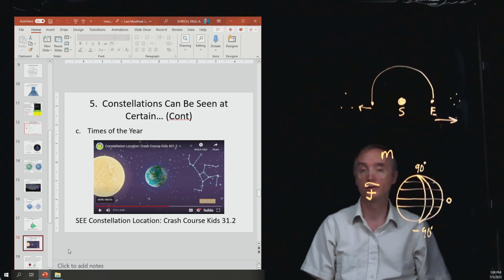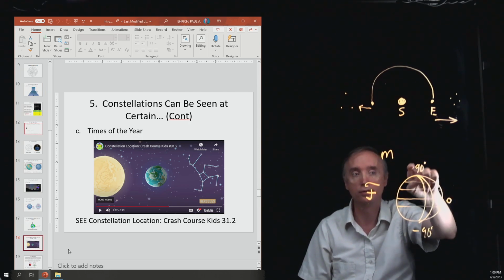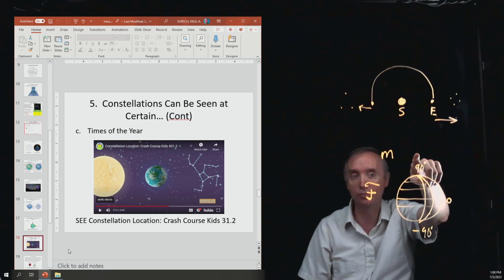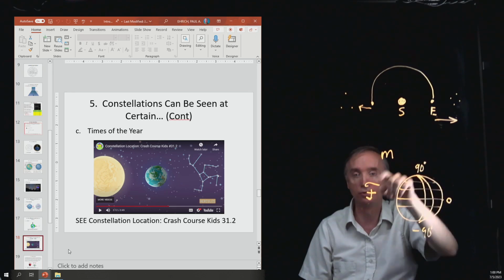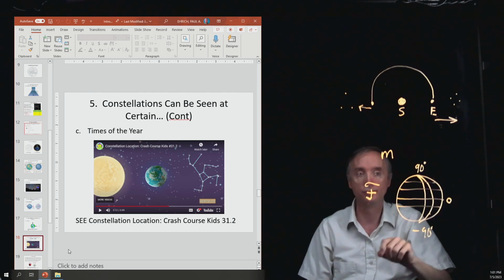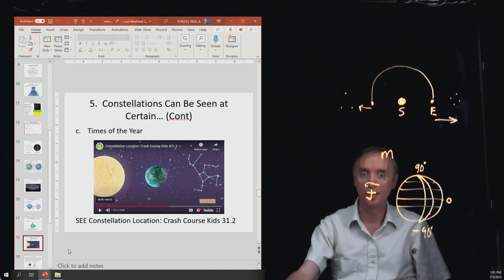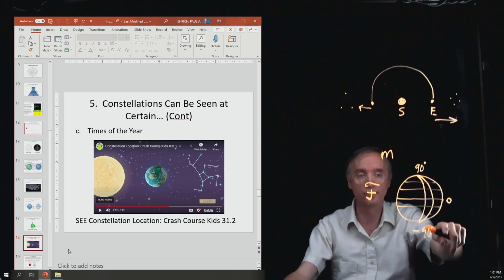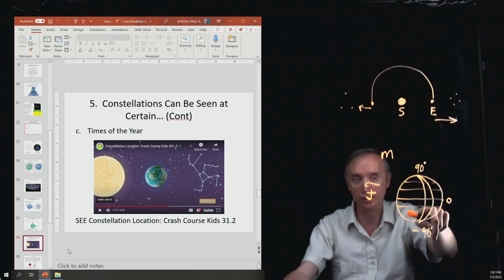Now there are, however, other constellations which you can see all the time. And so those would be the ones that are located up here. Like for example, the Big Dipper and Cassiopeia. So those are constellations that are so close to the celestial North Pole that you can see them all the time. But the closer you are to the celestial equator, those constellations are the ones that are hard to see. And you wouldn't be able to see constellations that are down here if you are in the northern hemisphere, because the Earth would be getting in the way.